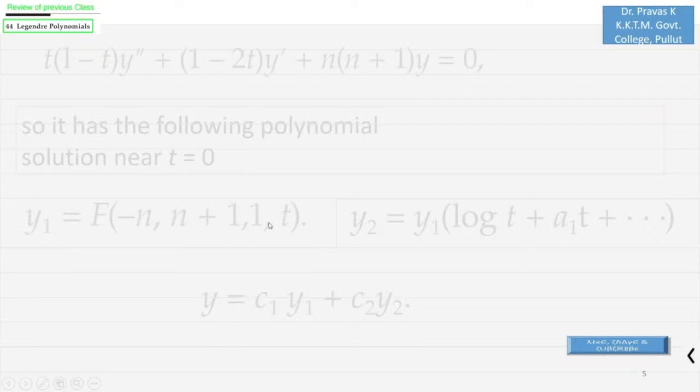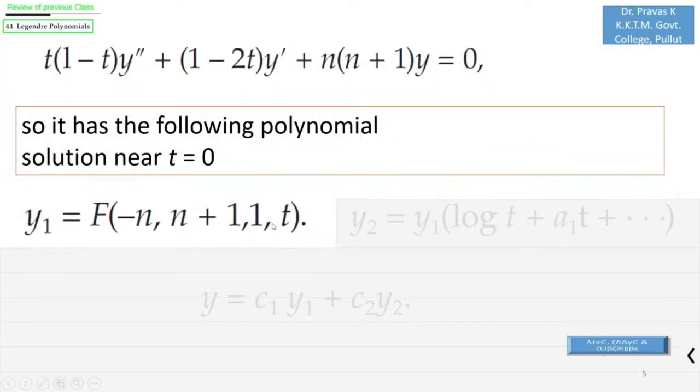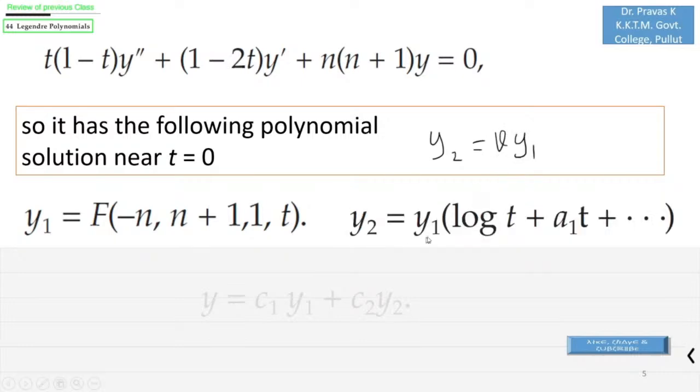Thus, at t equal to 0, we could obtain the solution y1 equal to F of minus n, n plus 1, 1, t, and using a technique by putting y2 equal to v y1, we could obtain y2 equal to y1 into log t plus a1 t plus etc. Now we have the general solution y equals c1 y1 plus c2 y2.